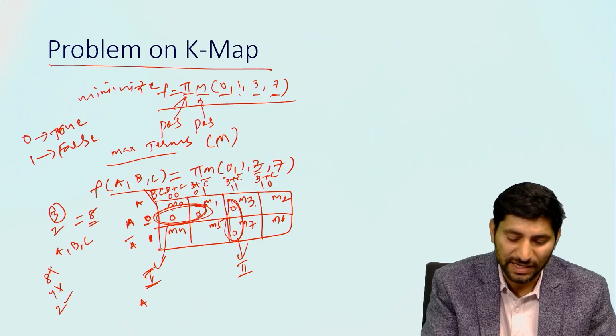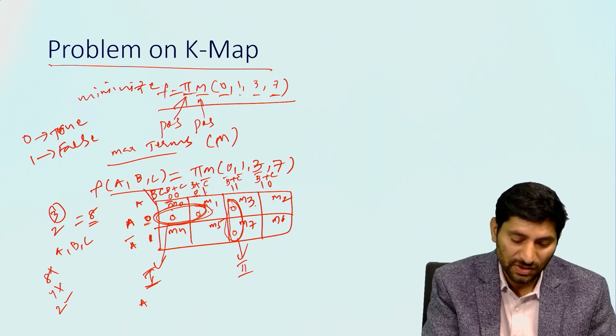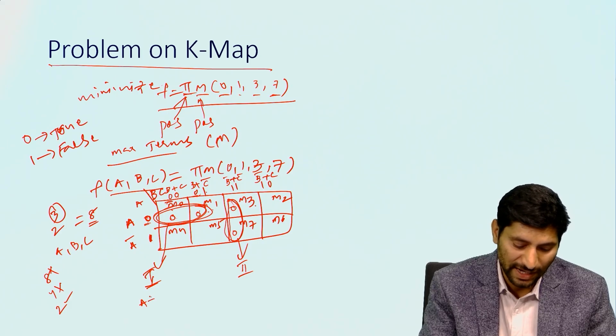Next, vertically M0, M1 will be represented by 0, 0, 0, 1. So, what is the common? This 0 is common vertically. So, 0 means what? It is B. So, I can take A plus B.